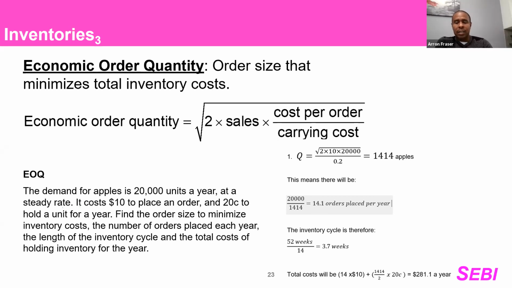And then to find the total cost, it would be the number of orders multiplied by the cost per order, plus the average apples per order, so 1,414 divided by 2, multiplied by the cost per apple. And the total cost of holding inventory per year would be $281, right? So that's the total cost per year. And that's just an example of a technique that we can use to minimize inventory costs or total cost of inventory. Are there any questions?